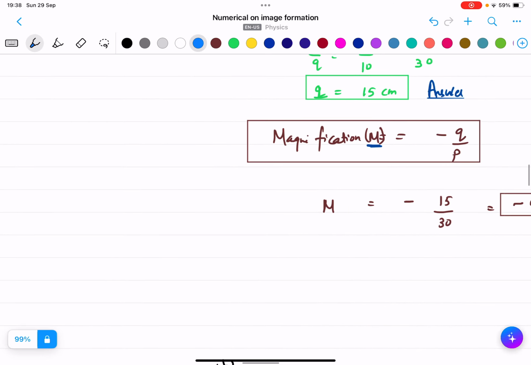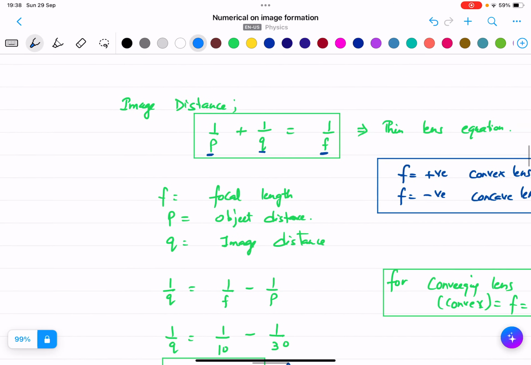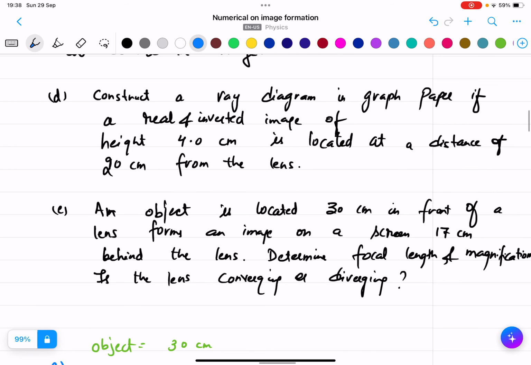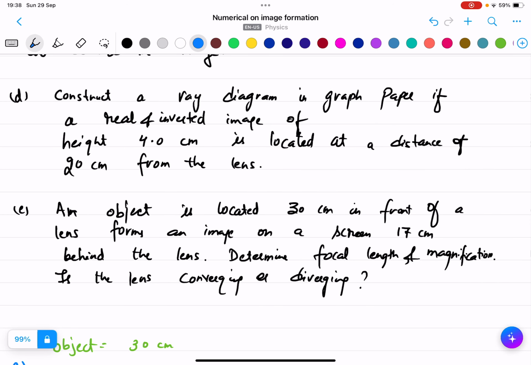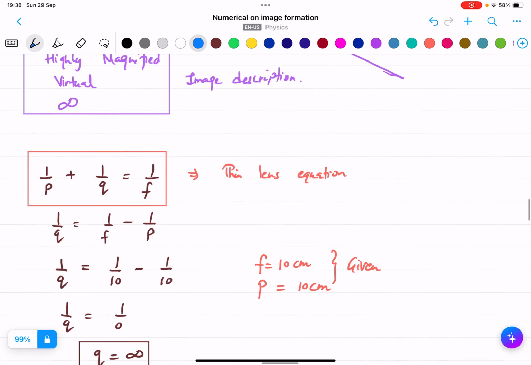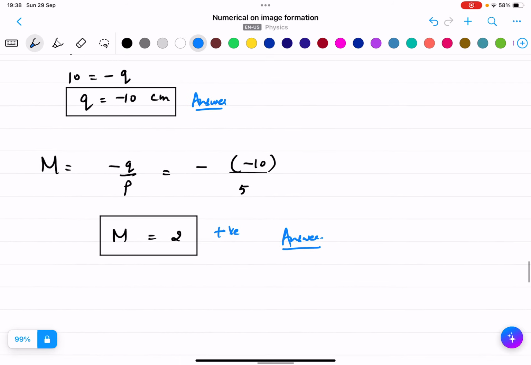Now consider the E part. An object is located 30 cm in front of a lens, and forms an image on a screen 17 cm behind the lens. Determine focal length and magnification. Is the lens converging or diverging? It's very simple. The object is located 30 cm in front of the lens, and forms an image on a screen 17 cm behind the lens. So image and object both are given to you.